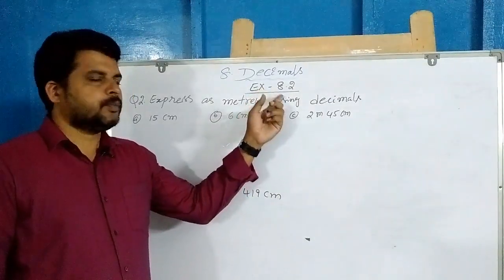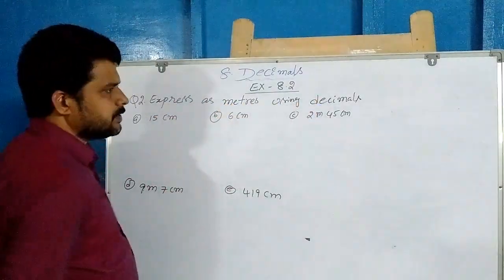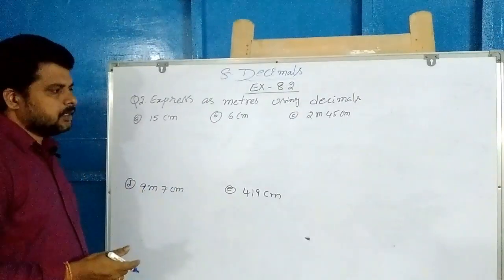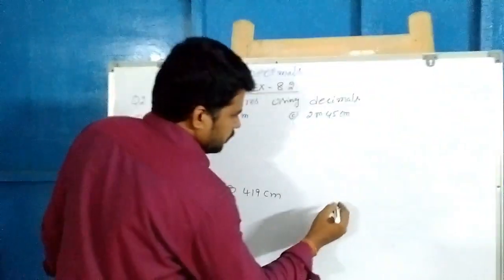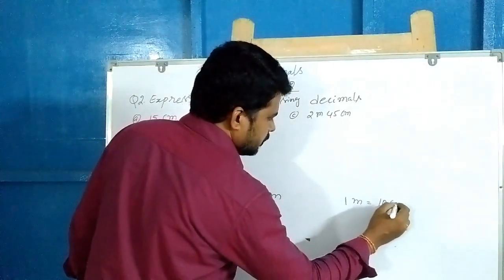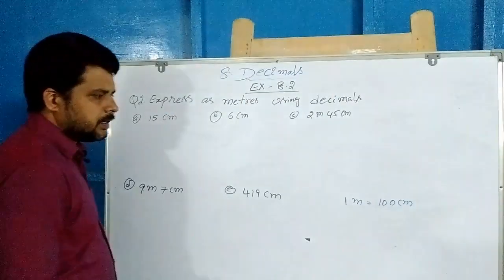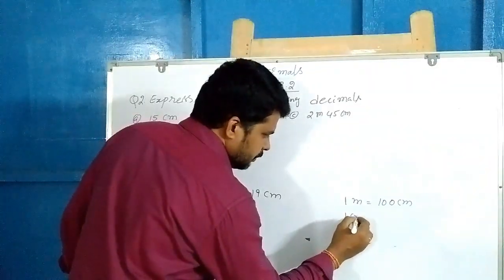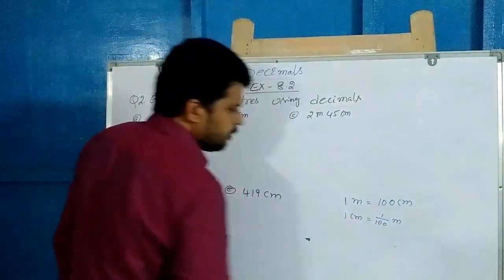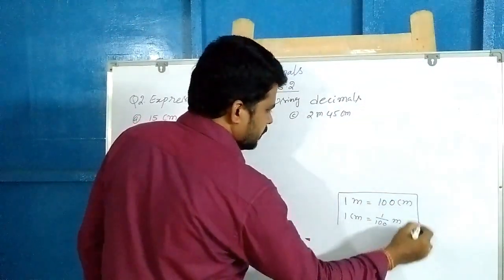The following exercise 8.2. We have question number 2. Express as meters using decimals. So the given centimeters and meters are converted into meters. First, 1 meter is equal to 100 centimeters. Then 1 centimeter is equal to how many meters? 1 by 100 meters.